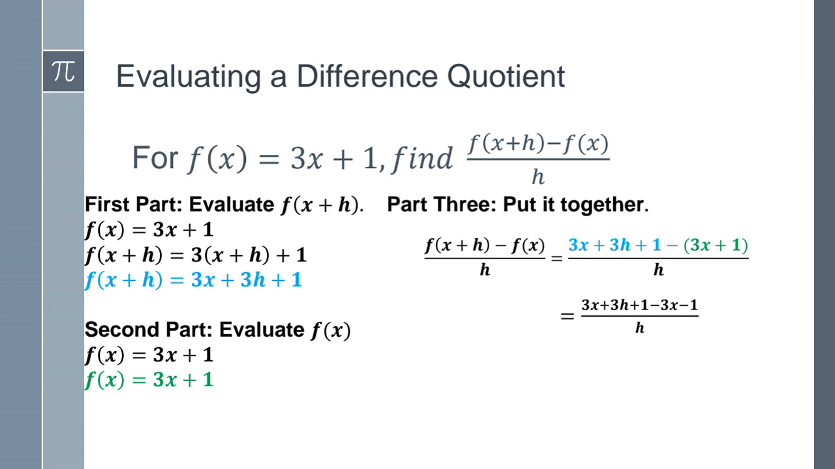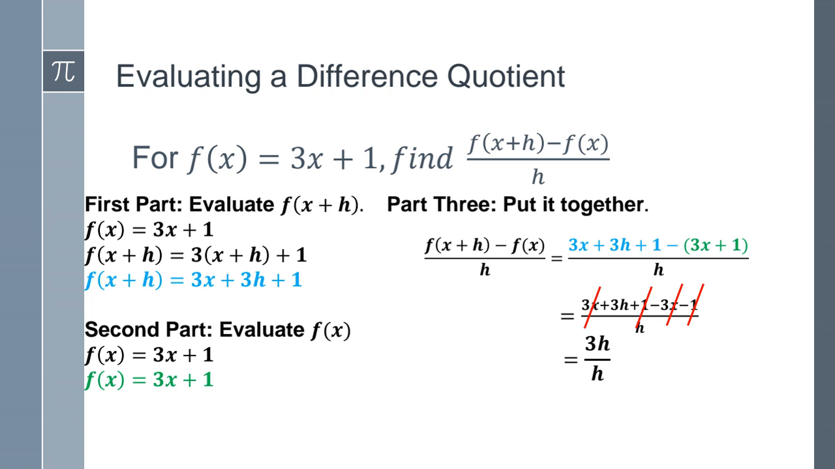Okay, so now I want to simplify. Are there terms that I can combine? The answer would be yes, right? I have two like terms. I have a plus 1 and a minus 1. These are two constants. These can combine. And then I also have two x terms, right? I have a 3x and a minus 3x. Those can combine. And when I combine them, they eliminate each other. They go away. They become 0. So I'm only left with the 3h over h.